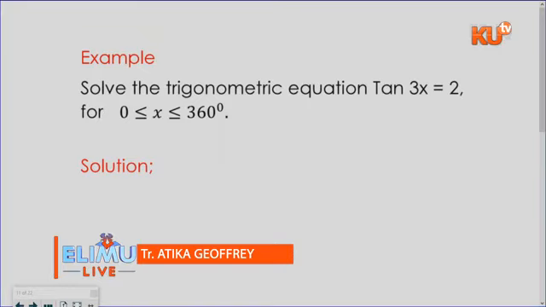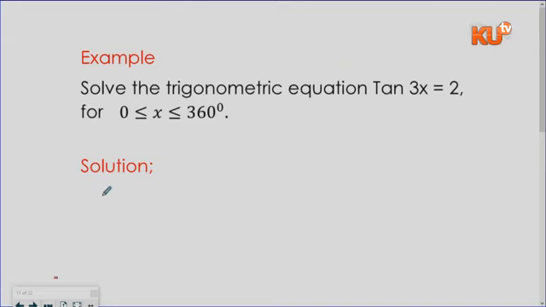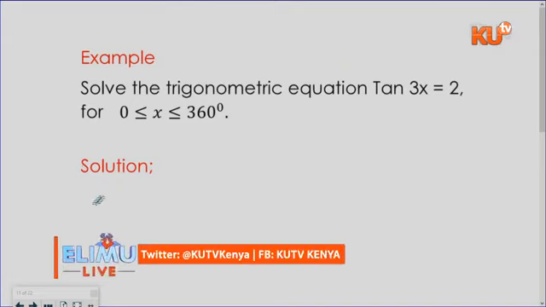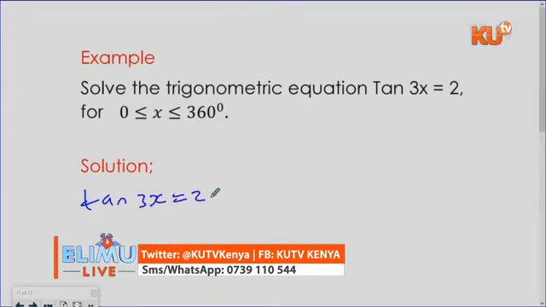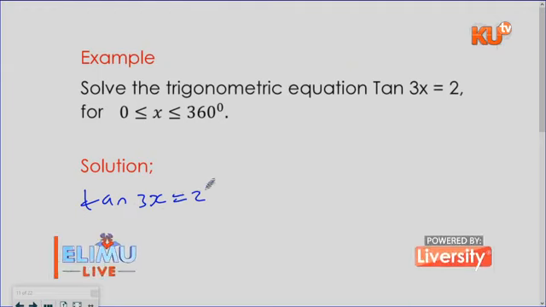Solve the trigonometric equation tan 3x is equal to 2. The range of x is given from 0 degrees to 360 degrees. So the solution to this, very quickly, because we have a lot to cover: we have tan 3x is equal to 2. Here we are going to put this 3x aside first of all and focus on getting our theta.